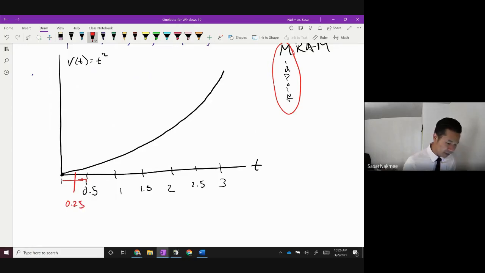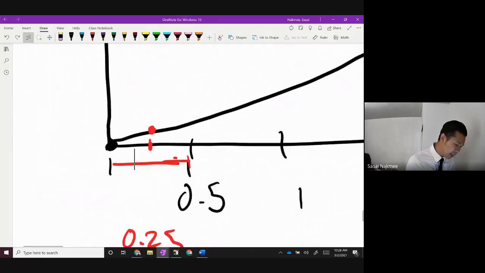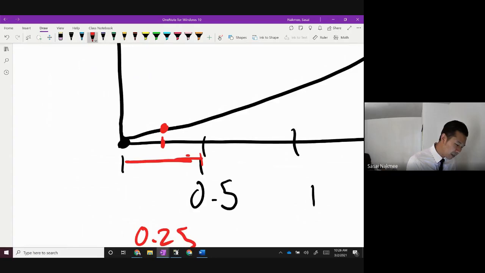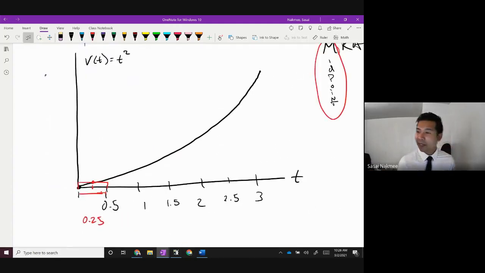0.25, that's right, 0.25. That's this value right here, and that's going to be this value right here. And that one right there, if I zoom in, is going to tell me what the height of this rectangle should be. See that? But to get that height, I would just take 0.25 and square it.